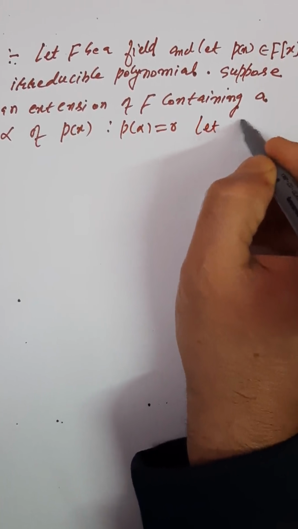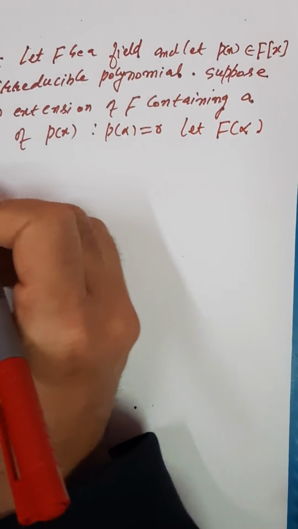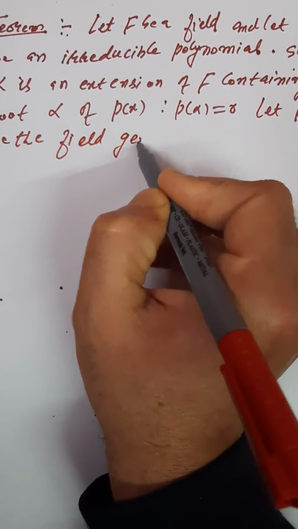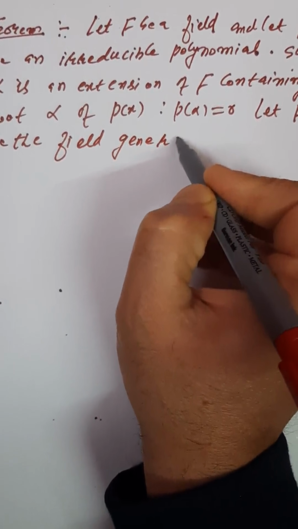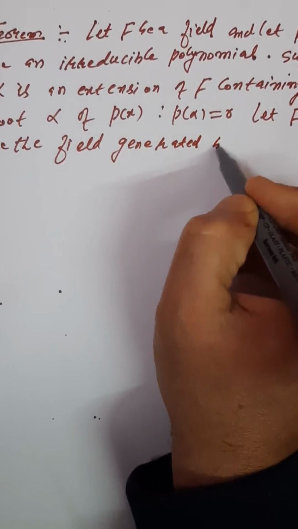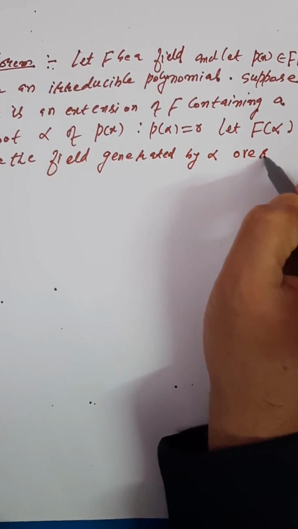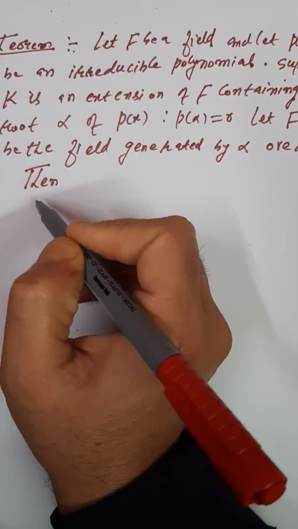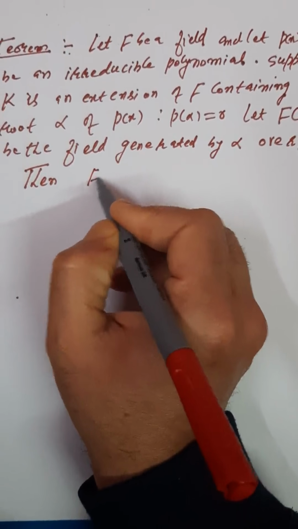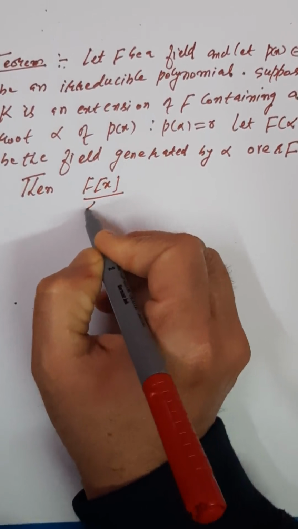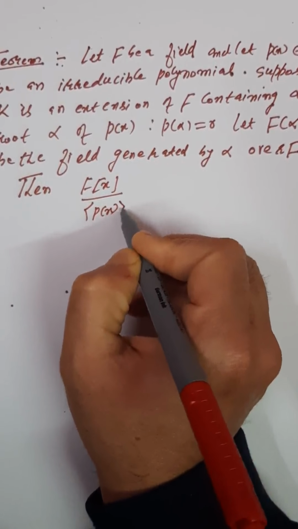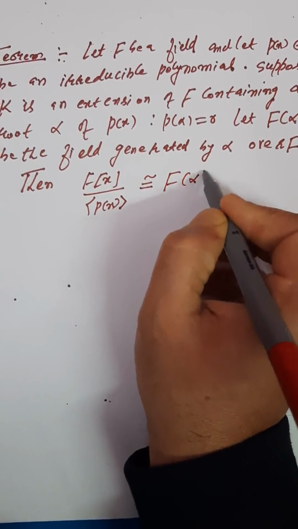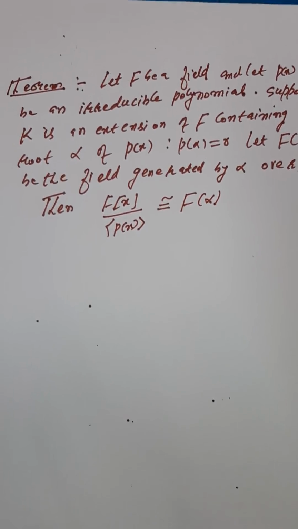So let F(alpha) be the field generated by this alpha over F. Then the theorem says that this field F[x] over the ideal generated by p(x) is isomorphic to F(alpha). So these two fields are isomorphic.